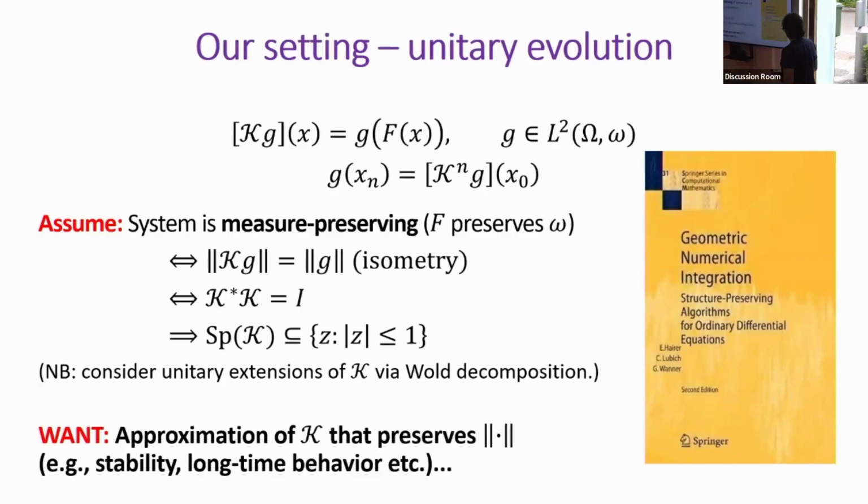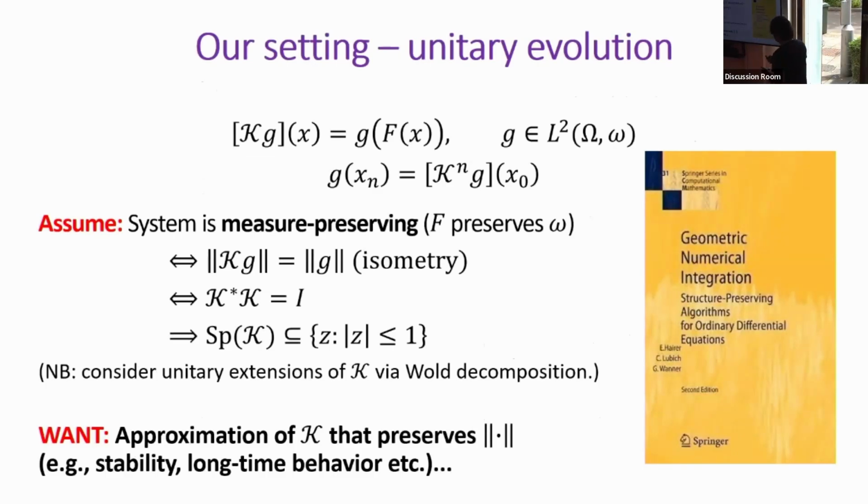Okay, so for those of you with a background in numerical analysis, a lot of what we're going to talk about has motivation from geometric numerical integration, where you're trying to build methods that preserve key geometric features of, in this case, ordinary differential equations. So to start off with, what we're going to want are approximations of the Koopman operator that satisfy this isometry property. And that typically doesn't happen with EDMD, and this will allow us to get stability and better long-term behavior. Okay, any questions on this setup?